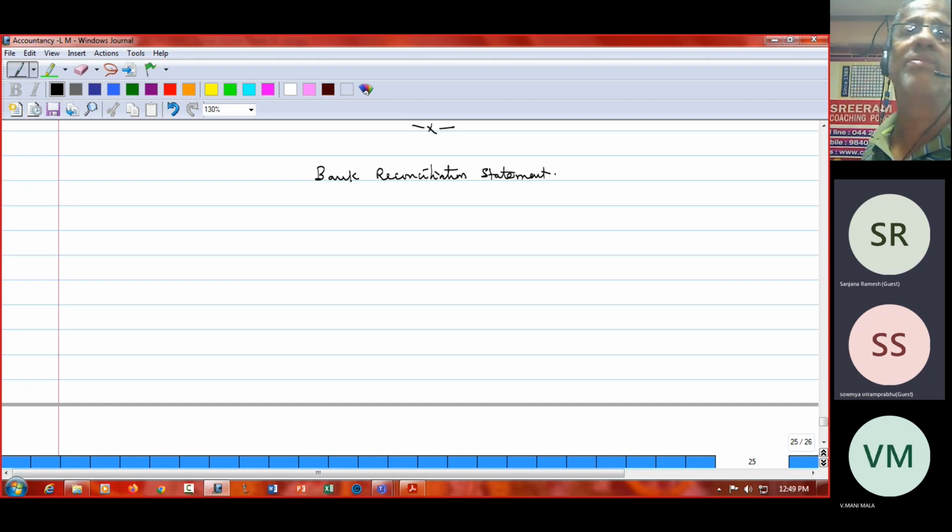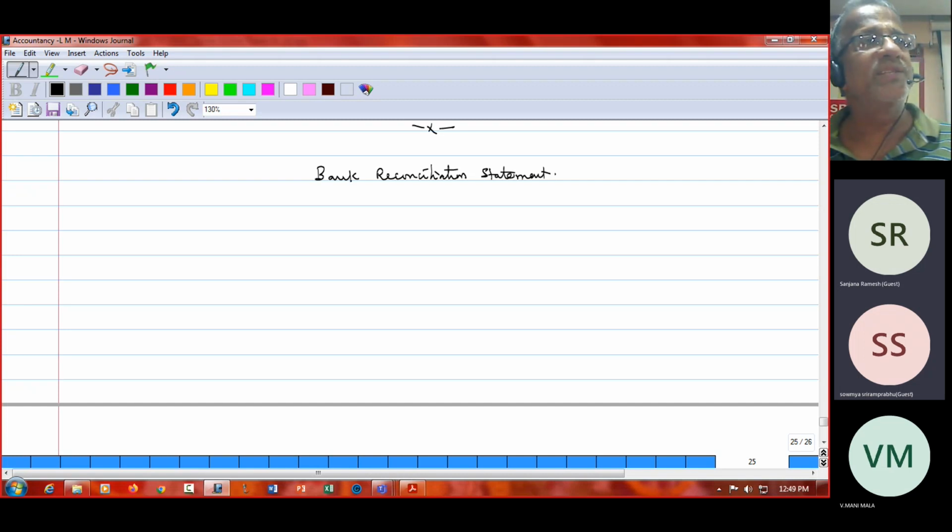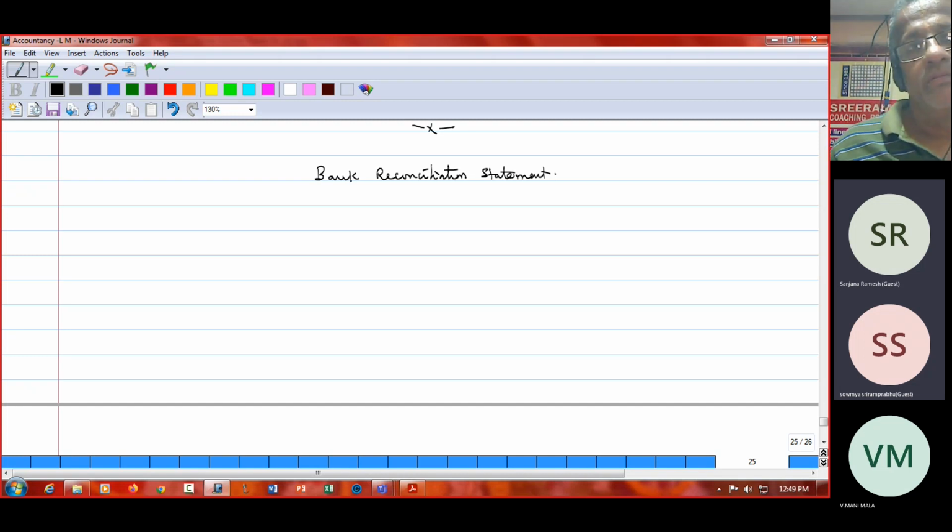That can find place in BRS, bank reconciliation statement. One is checks deposited but not credited. Checks issued but not presented. There can only be two normal things. The rest is all nonsense. All of it is nonsense. So these are all prima facie looking like bank reconciliation items. They are not really bank reconciliation items. They are all errors that you committed, which might appear to you as bank reconciliation items.